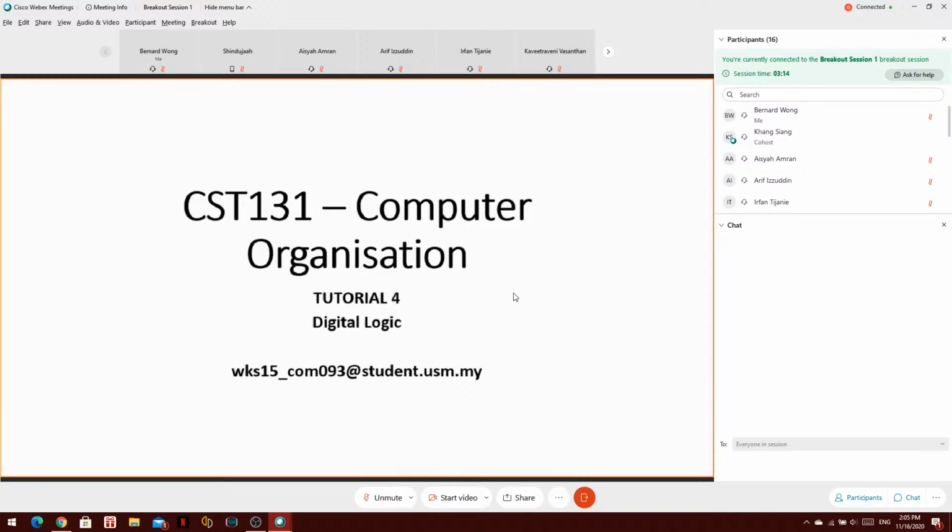3A, Han Kong Sing, 3B, Diana, number 4 Nicholas, and number 5 Lim Pei San.